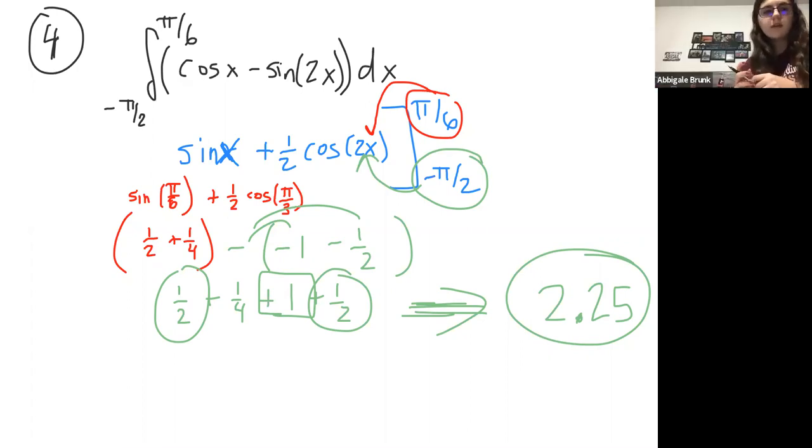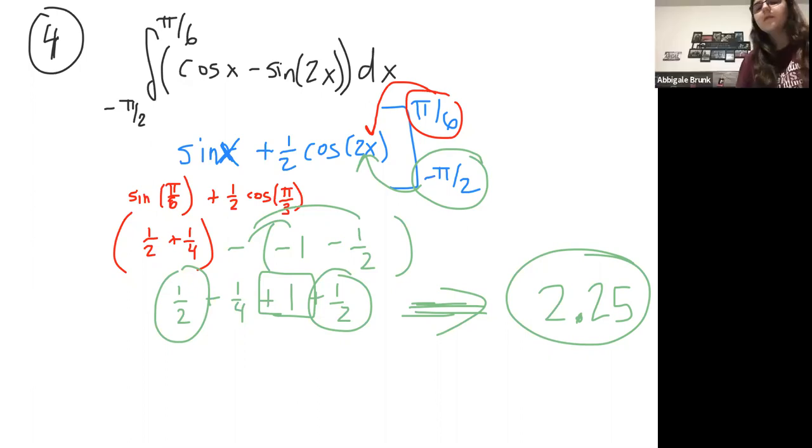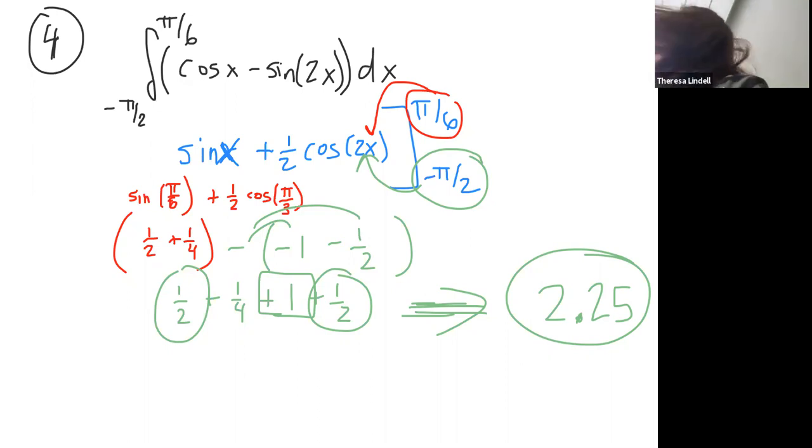Wait, but if you plug in negative pi over 2 to the x on cosine, wouldn't it be negative pi? And then wouldn't it be 1? Good question, but negative pi is still negative 180, and negative 180 and 180 are the same spot. So it's negative 1. Yeah, because it's the left side of the unit circle. Good question.